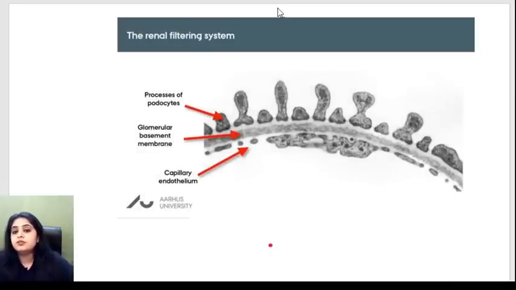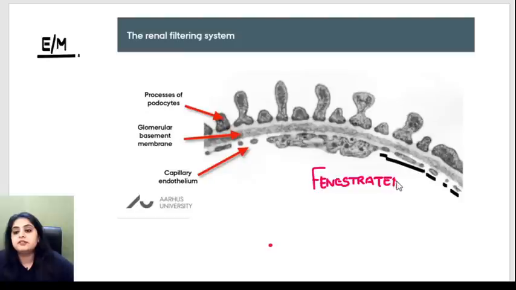So first and foremost, it's a black and white picture, which means I'm dealing with electron microscopy. Thereafter, over here I see these cell gaps. So what layer does this become? This becomes the fenestrated one. This means this is the endothelial cell layer. This is the fenestrated capillary endothelial cell.